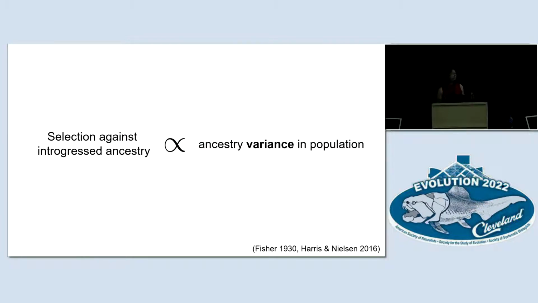Now, we've known for a long time that introgressed ancestry tends to be deleterious in its recipient species. But recent genomic evidence has shown us that selection against introgressed ancestry is occurring at very many loci scattered throughout the genome. From an application of Fisher's fundamental theorem, we can therefore say that the rate at which selection acts against that introgressed ancestry will be proportional to the variance in introgressed ancestry within a population.